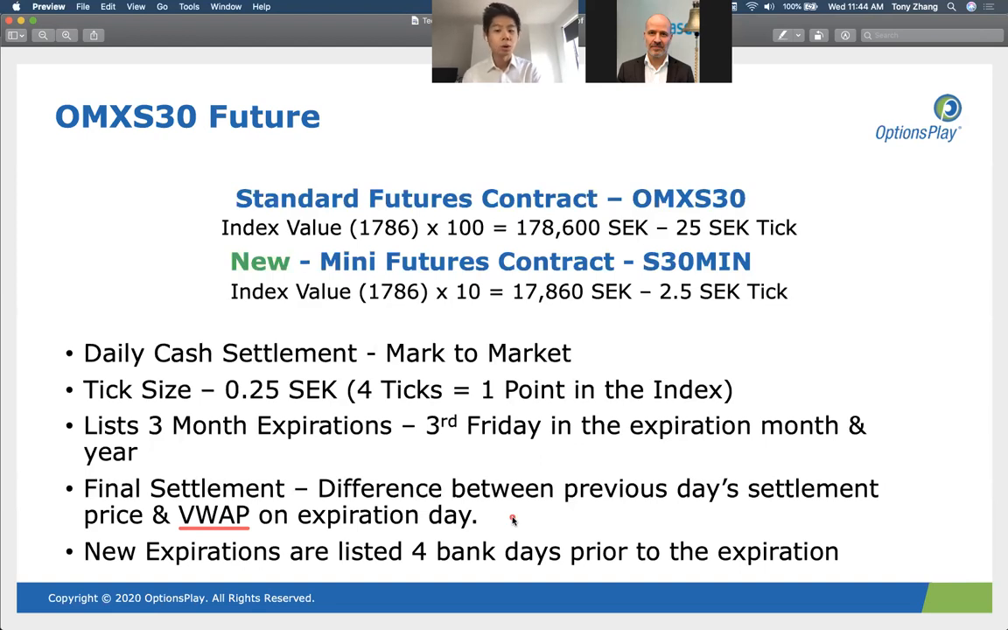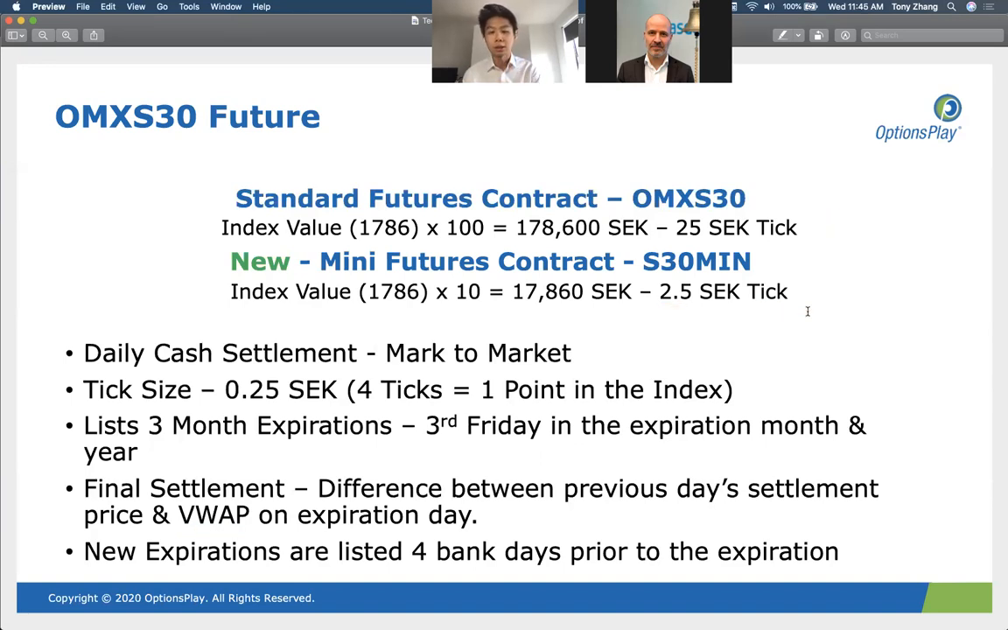And Wolfgang, yes, you are correct, because these are now a 10 multiplier. Each tick is going to be 2.5 crowns. 1 point will be 10 crowns. In the full futures contract, 1 point is 100 crowns. In the mini futures contract, it is 10 crowns per point in the underlying index, okay? Does that make sense, everyone?